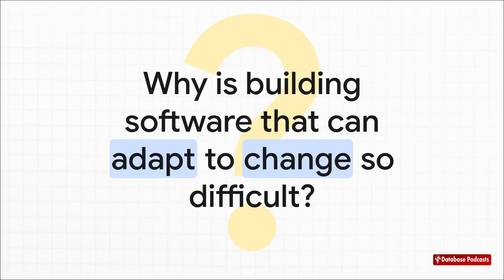So let's just jump right in with a question that I'm sure keeps a lot of us up at night. Why is it so incredibly difficult to build software that can actually adapt to change, without the whole thing collapsing the second a new feature request comes in?